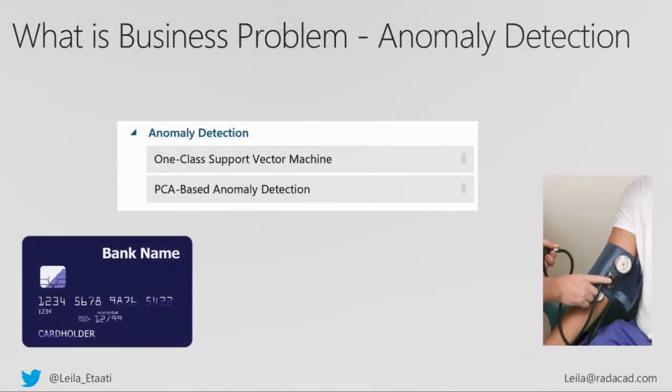Okay. The next problem that we can solve in Azure ML is anomaly detection. For example, when bank fraud happens, or for example, in a greenhouse, you are going to see the temperature going up and down suddenly.